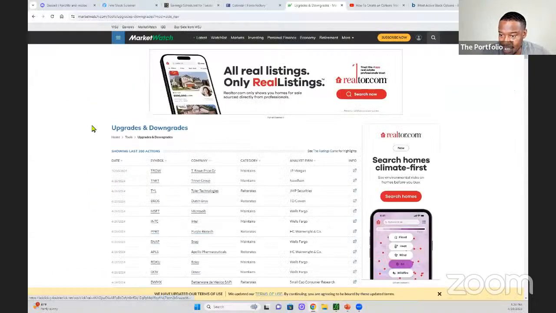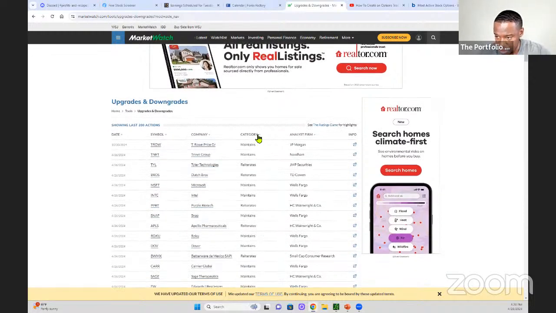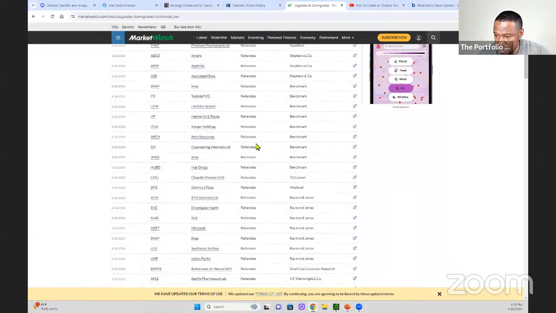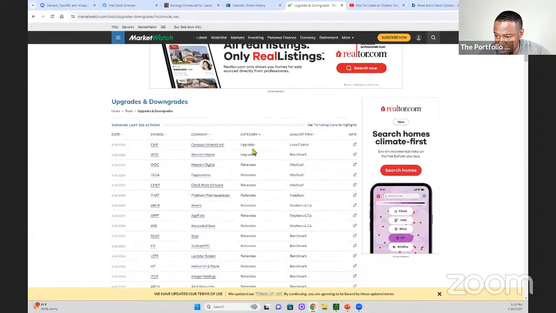So this site right here, this is where I see the upgrades and downgrades. So marketwatch.com, and you want to come in here. You want to look at the upgrades, and you can simply click on this right here. Makes it very easy. So if you get an upgrade, remember, that means that stock has a higher probability of moving up.